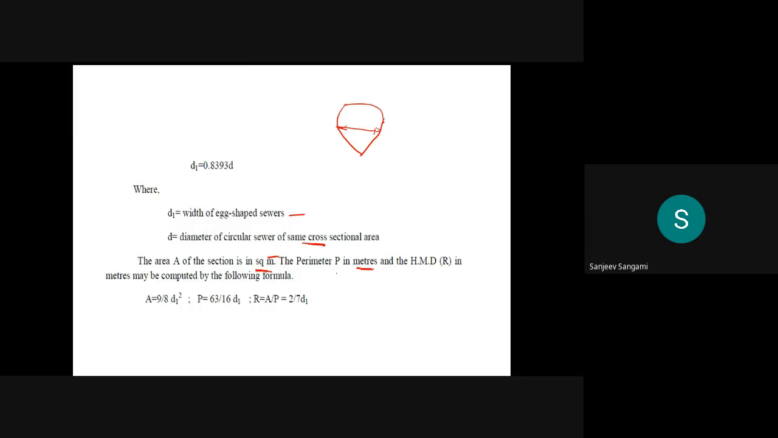So hydraulic mean depths are in meters. Two units are in meter. Area should be in square kilometers, perimeter should be in meters, hydraulic mean depth in meters, using this formula. So area can be calculated with this formula, perimeter can be calculated with this formula. So if you substitute those values, you will get it. R is equal to A by P, that is equal to 2 by 7 D1. If you substitute it, you will come to know this is nothing but R.